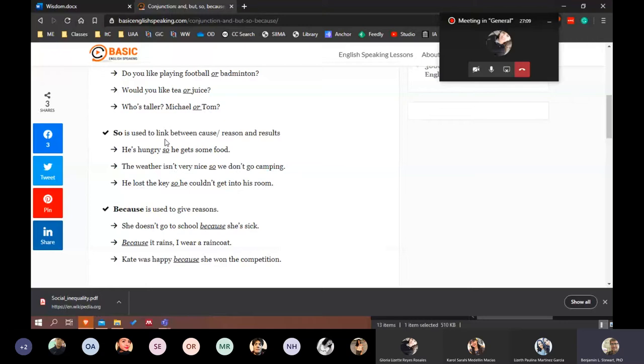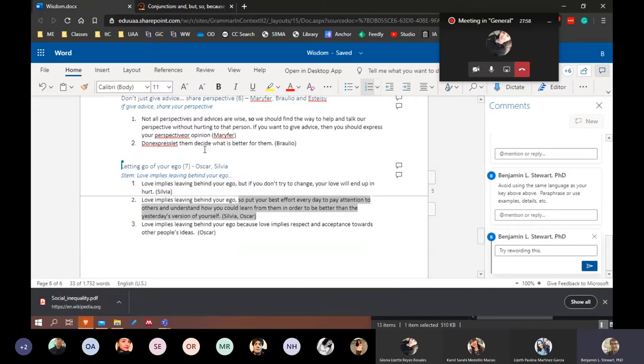So you could say he's hungry, so he gets some food. You can think of it like saying he's hungry, so for this reason, he gets some food. You could insert that mentally, if that helps, to think about how to connect both clauses on either side of the connector. The weather isn't very nice, so for this reason, we didn't go camping. So try to think of using that when you're looking at your sentences, especially with the word so, so that there's a clear relationship between the two clauses that are on either side of the connector.